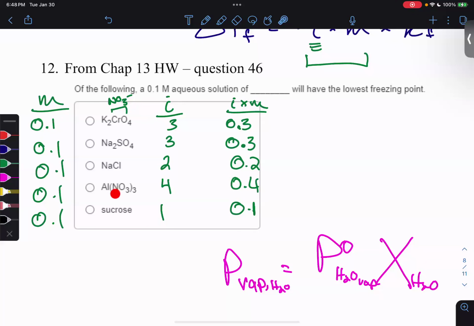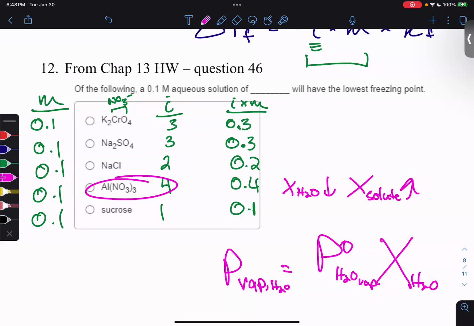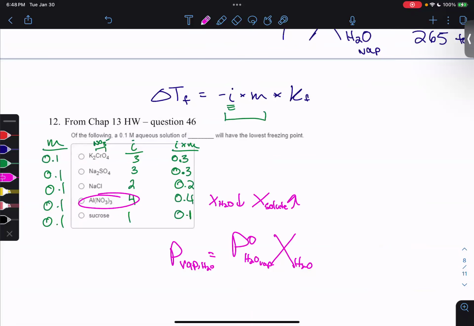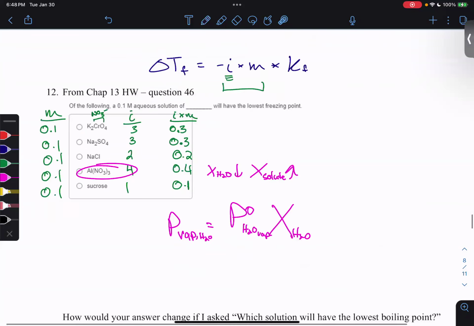So it's going to be aluminum nitrate. All right, because in this solution, mole fraction of water is the lowest because the mole fraction of the solute is the highest in this example because there's the most moles of stuff present, right? Okay, all right. Get off my soapbox there. All right, so that's Van 't Hoff factor predicting boiling point temperature, freezing point depression. You just look at the I times M product.